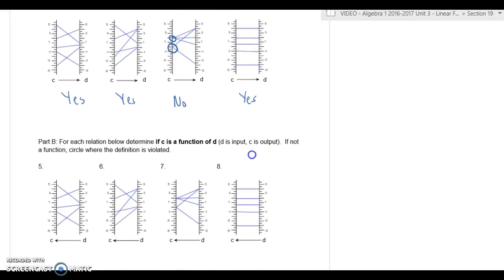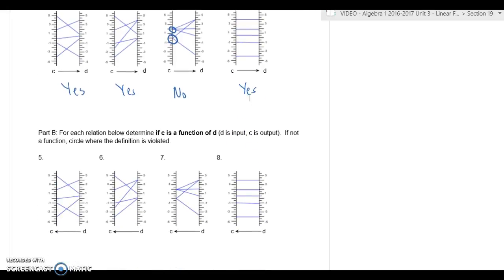Again, in part B, we reversed it. Now we're going right to left. So we're looking for branching off on this side. Don't see any. I see a branching off there, so that's a no. Branching off, that's a big no. And we seem to be okay here. So those are the different types of relations, or representations of functions, we're going to have to determine if things are functions. In part 2, we're going to take a look at how we find the domain and the range.